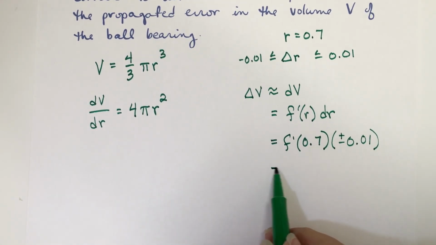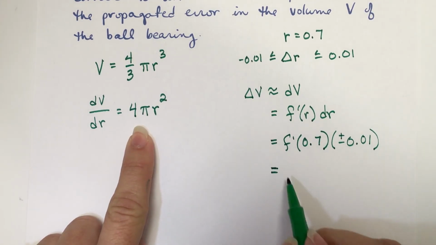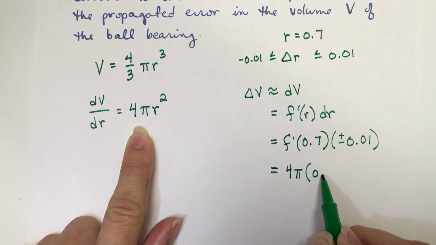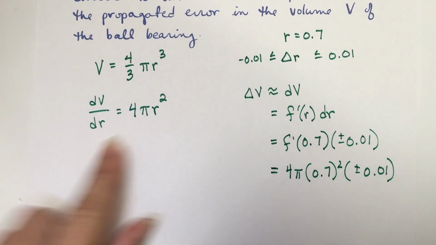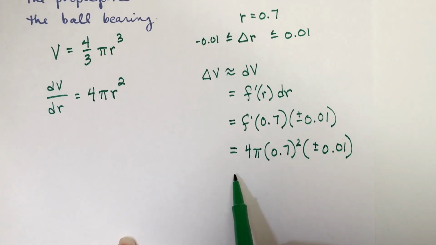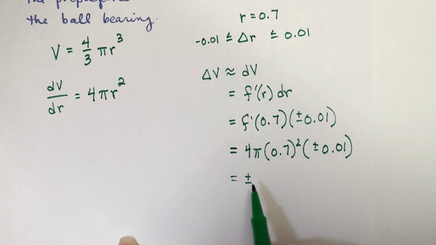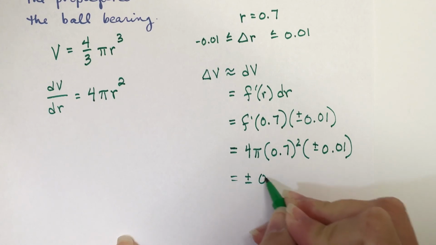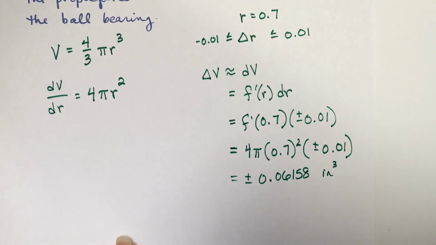Okay. So we need to substitute this into our derivative. So remember, our derivative is over here. So we'll have 4 pi, and that would be 0.7 squared, times plus or minus 0.01. Now, you can just enter this in your calculator as all positive, but of course you're going to end up with it being positive or negative. So you're going to get plus or minus 0.06158, and that would be inches cubed since we're talking about volume.